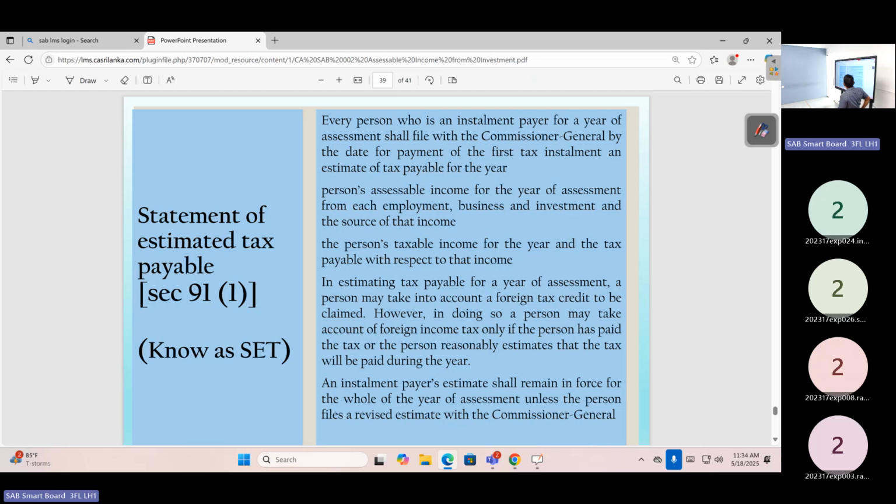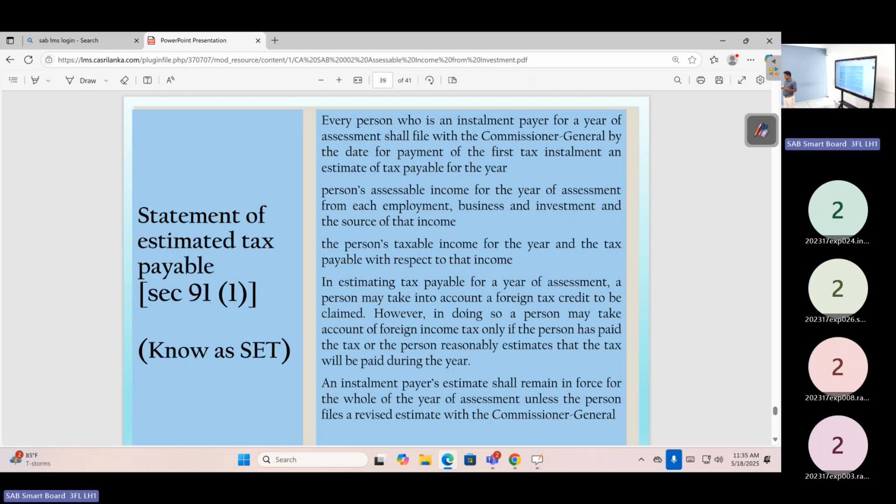In estimating tax payable for a year of assessment, a person may take into account the foreign tax to be claimed. However, in doing so, a person may take account of foreign income tax only if the person has paid the tax or reasonably estimates that the tax will be paid during the year. An installment payer's estimate shall remain in force for the whole year of assessment unless the person files a revised estimate with the Commissioner General. So then, how should it be done?